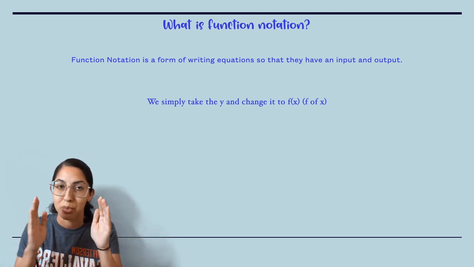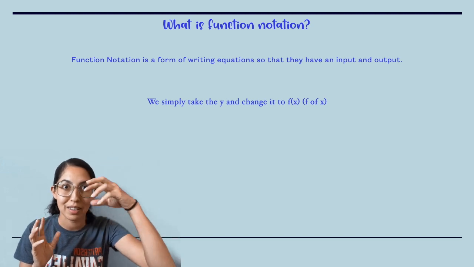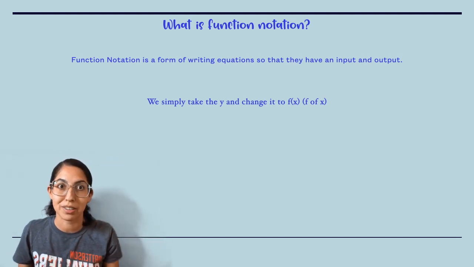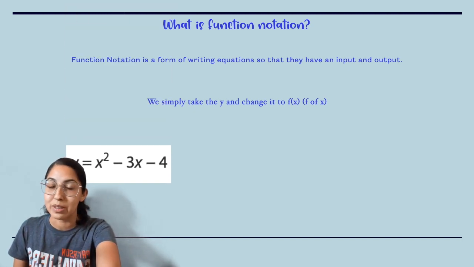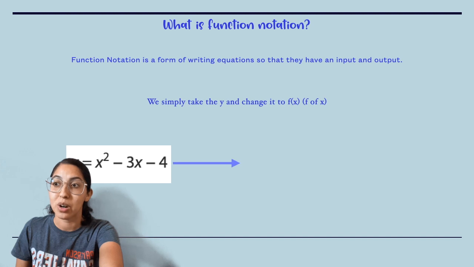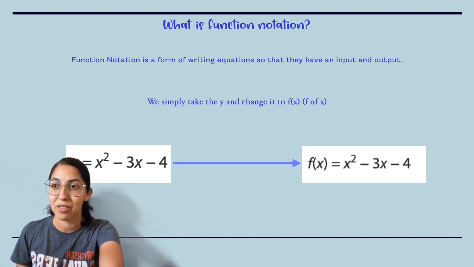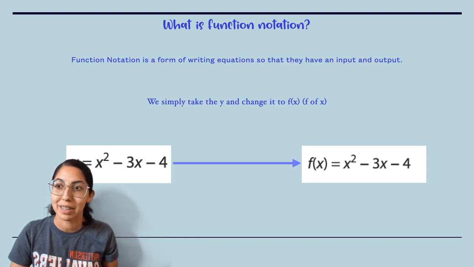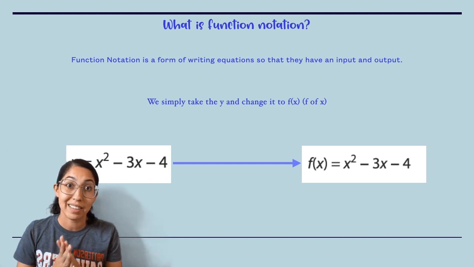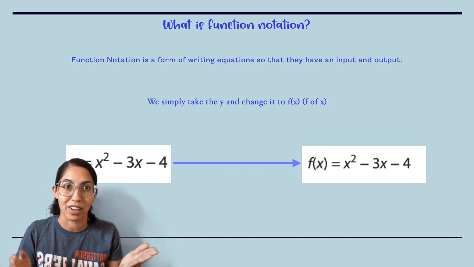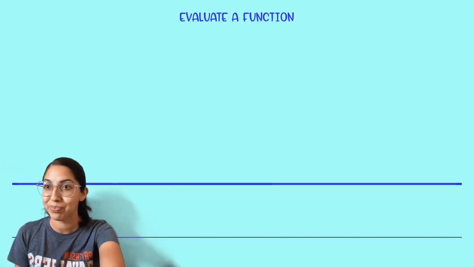It's read f of x, so f parentheses x. This tells us that we have a function and we're going to have inputs to get specific outputs for our graph. So if we have y equals x squared minus 3x minus 4, we simply change y to f of x, and now we have a function f of x equals x squared minus 3x minus 4. When you're writing something in function notation, that is the only step: change y to f of x.